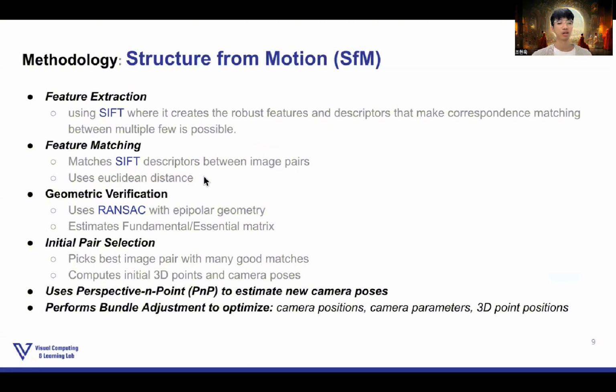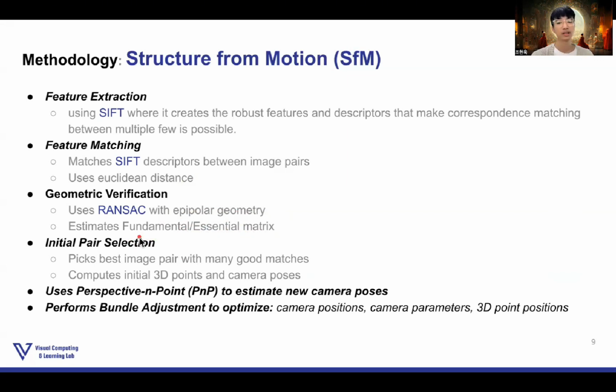But of course, after the feature matching, there's always going to be outliers. There are always going to be matches that are actually not true. So the way we eliminate that kind of error is geometric verification, where we use RANSAC with the assumption of epipolar geometry, and we estimate the essential matrix. Here, we estimate the essential matrix only, not the fundamental.